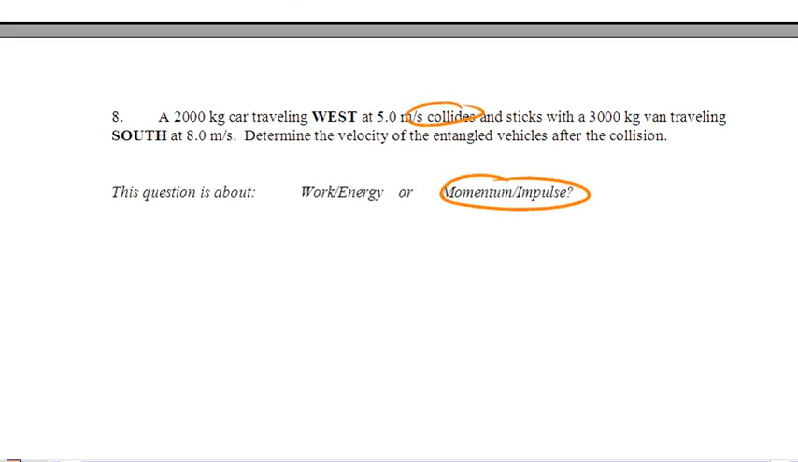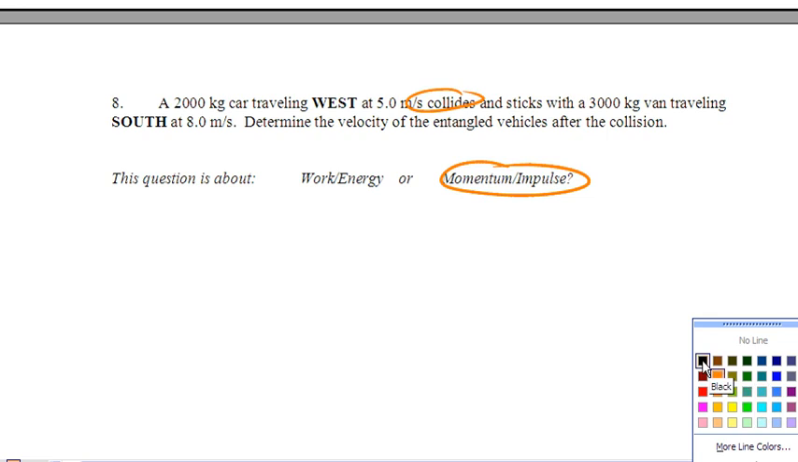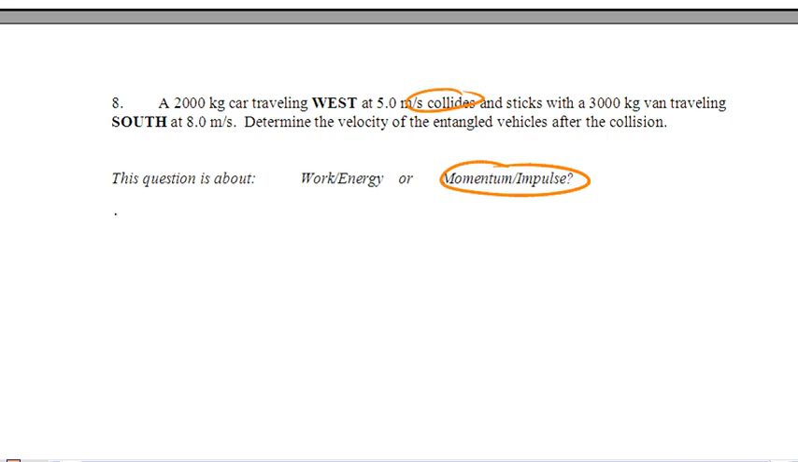I'm lucky that they stick together, and I think I can actually get this all done with a picture. Because it kind of looks like this, right? I've got my 3,000 kilogram van going to the south at 8, and it's going to collide with a 2,000 kilogram car mentioned at the beginning of the question going back to the west at 5.